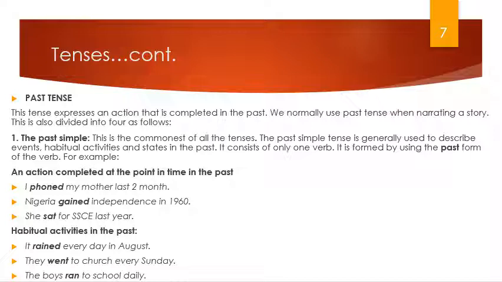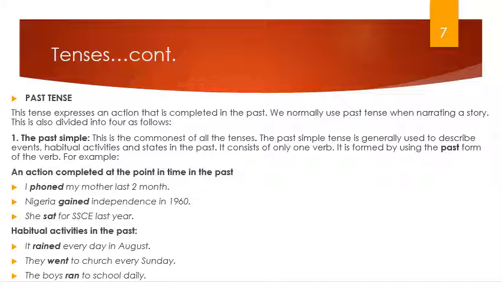The past simple tense is generally used to describe events, habitual activities, and states in the past. It consists of only one verb. That is, when using a past tense, it is only one verb that is being used, without any auxiliary or any participle. All that is needed in a past simple tense is to add d or ed to the verb.